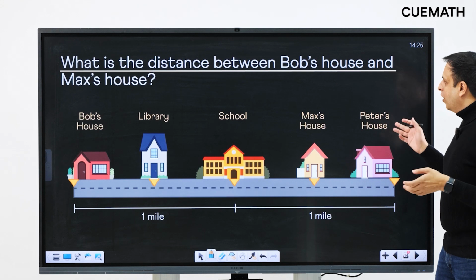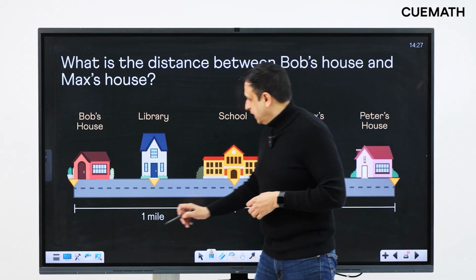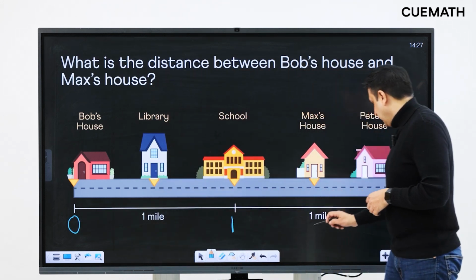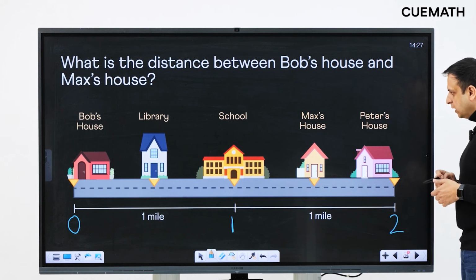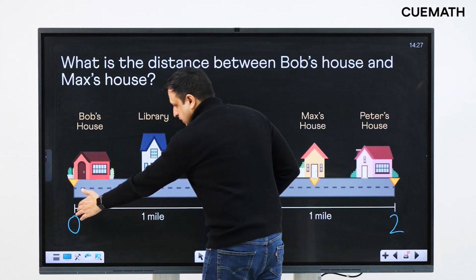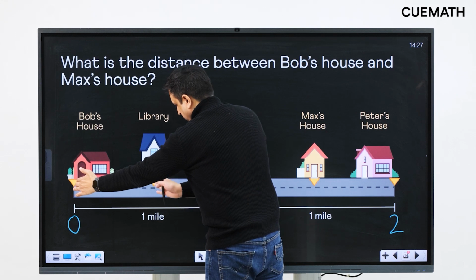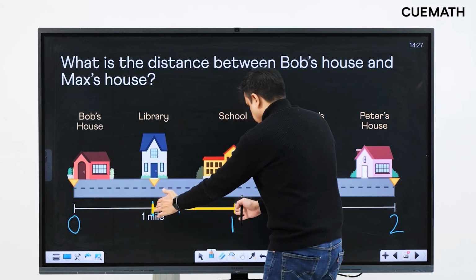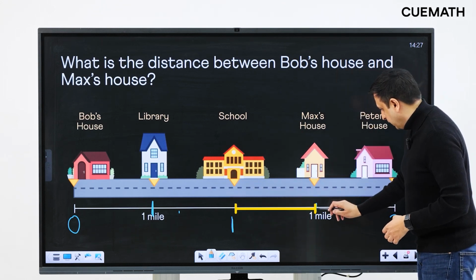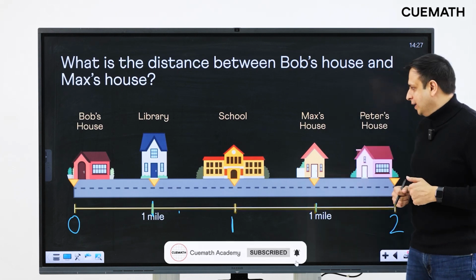What is the distance between Bob's house and Max's house? We have a number line, and let's say this is the point 0, and then we have 1 mile, so this is 1, and then we have another mile, so let's call this 2. The distance between 0 and 1 can be divided into two equal parts, and similarly the distance between 1 and 2 can be divided into two equal parts. So we have each unit interval divided into two equal parts.